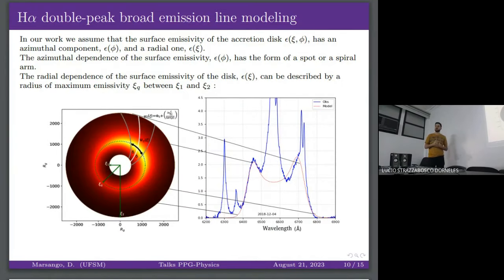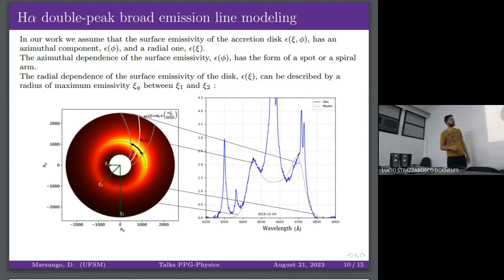One objective of this work is to understand the distribution of the matter around the supermassive black hole. For this, our group used a model called the saturated spiral model. This model has two components, the azimuthal component and the radial component. The azimuthal component has the form of a spot or a spiral arm. The orange region in the map shows this structure. The other component of this model is the radial component. This component is described by a radial maximum emissivity. The dotted green line shows this region, the maximum emissivity in the disk.